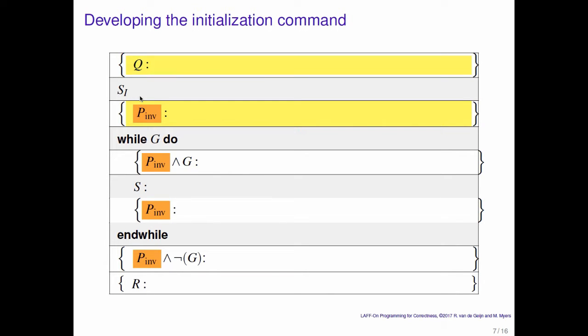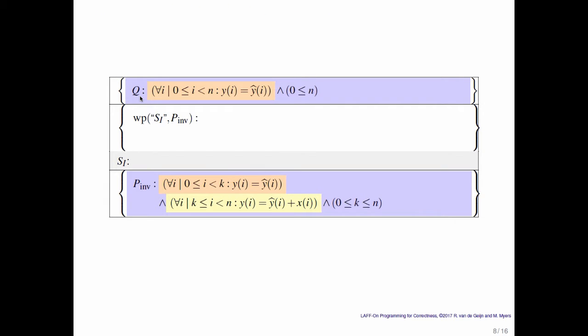Next we turn our attention to how to derive or develop the initialization command S sub I. For that we look at the precondition and the loop invariant. Let's focus on that and let's annotate it a little bit. If we pick k cleverly, then the precondition and the loop invariant are one and the same thing. Namely, if we pick k to be n, then what's in the orange box in the loop invariant is exactly what's in the precondition, and what's in the yellow box is a quantification over the empty range, which then becomes true and disappears.